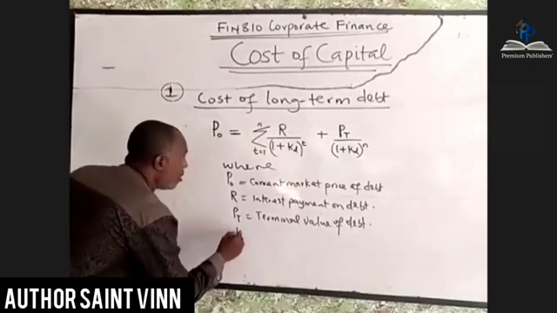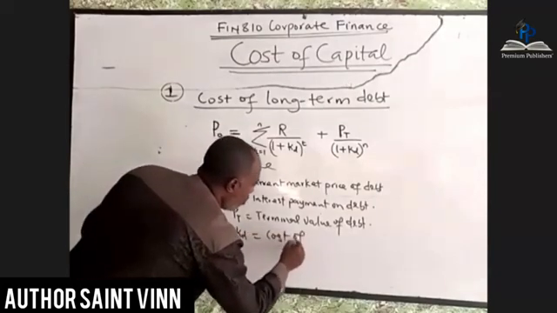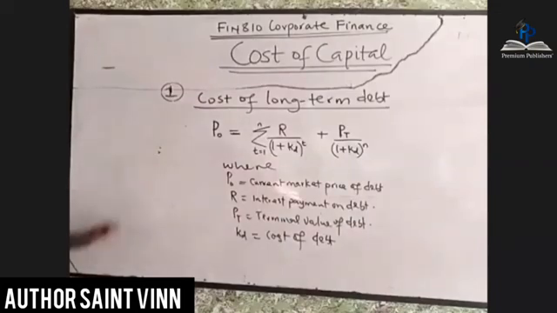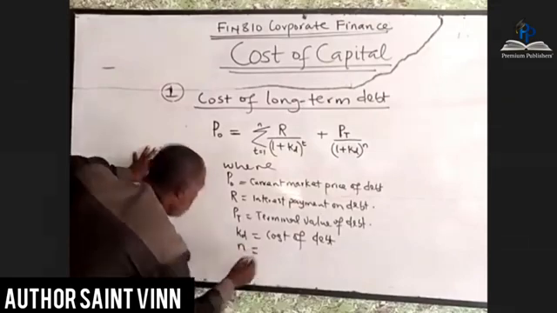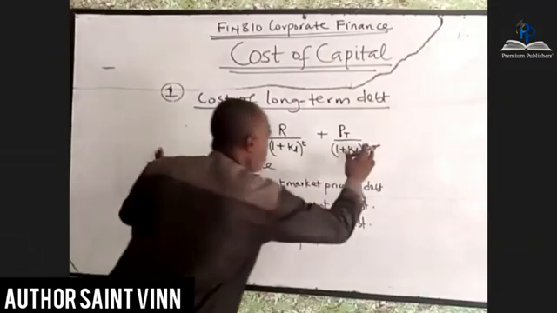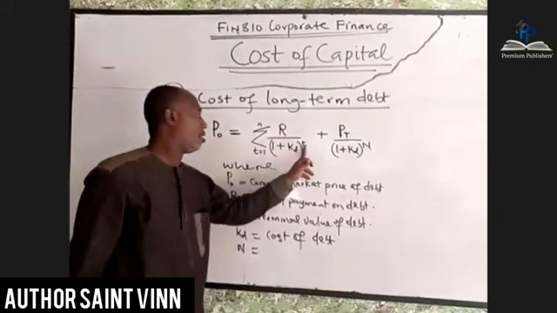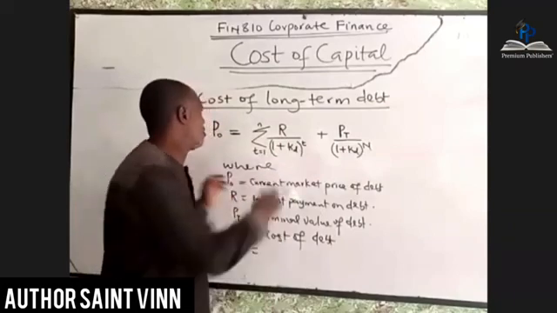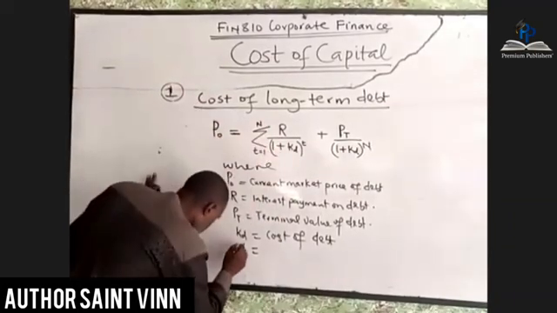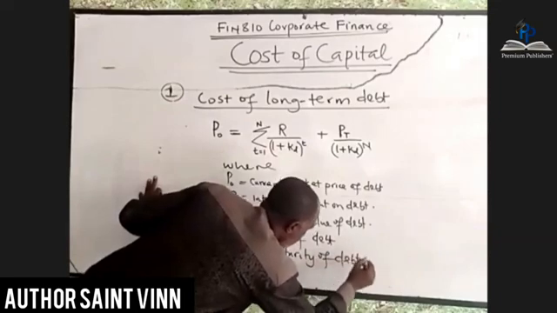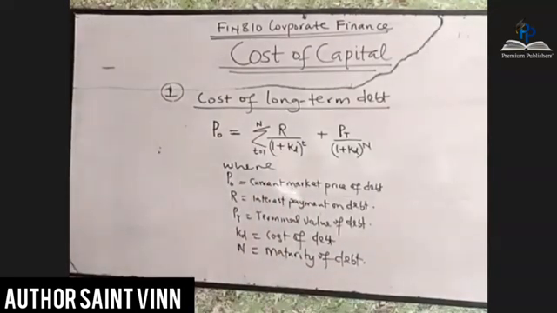Our KD is what we're actually looking for: the cost of debt, which is the cost of capital of this particular debt. So that's cost of debt. Let me use capital N here, as it doesn't matter. This is the maturity. Maturity of what? Debt. It's going to mature in 5 years or 10 years or 20 years. That's the value of N. Some use small n, some use big N. It doesn't matter. N is N in this case.